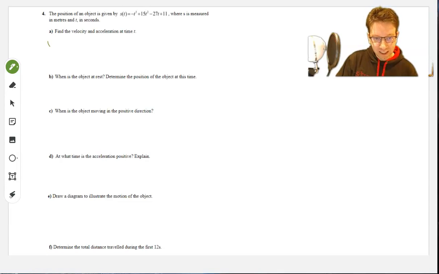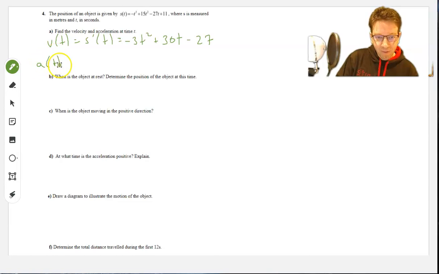So the velocity is equal to the first derivative of position, which would be, all right, so minus 3t squared, 2 times 15, so plus 30t, subtract 1 from the exponent, and finally minus 27. The acceleration is the first derivative of velocity, which is also the second derivative of position, which equals minus 6t plus 30.